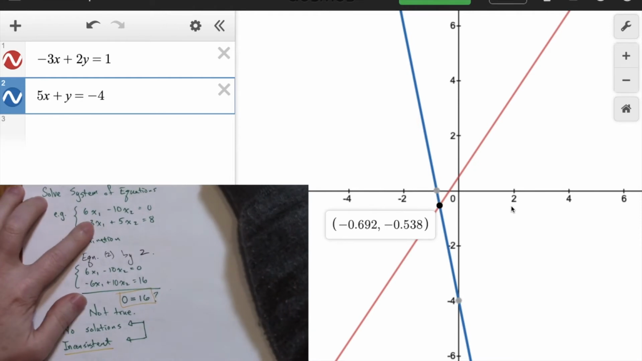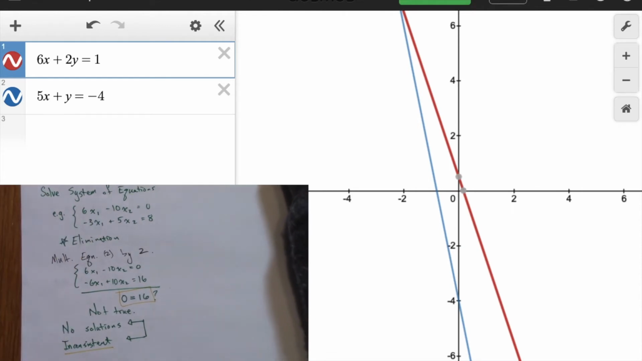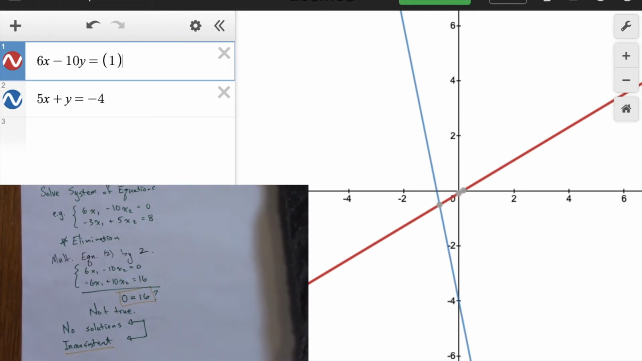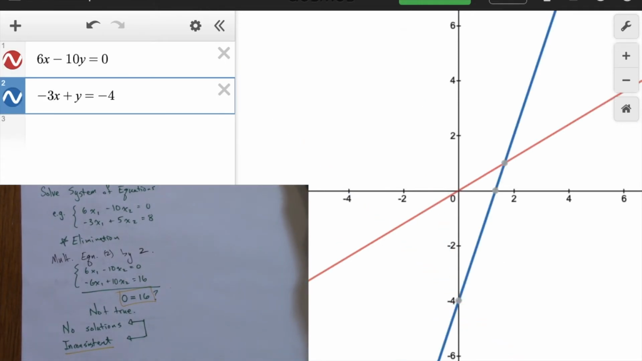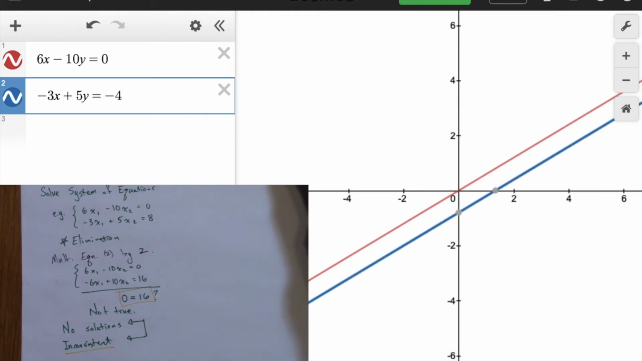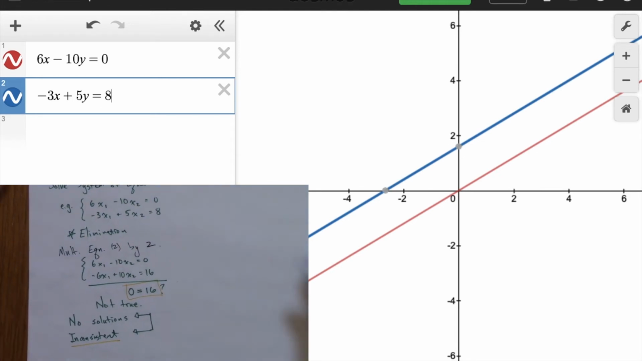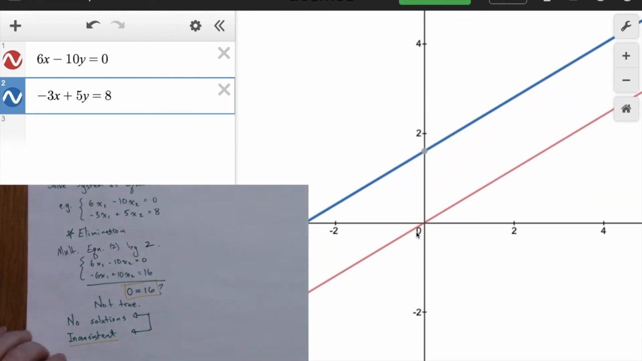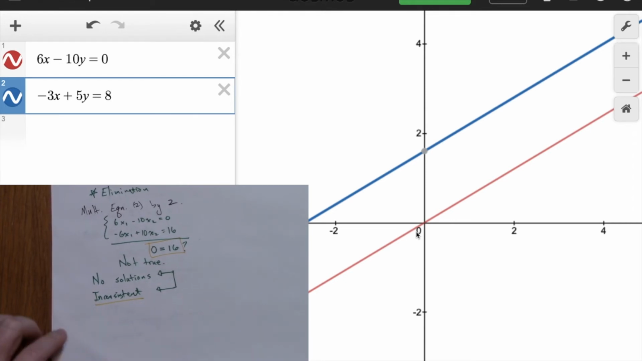In this case, this is an example where we get 6x minus 10y equaling 0, and where negative 3x plus 5y equals 8. And in this particular case, as I search for the intersection between these two lines, these are in fact parallel lines which never intersect. And that corresponds with what it means to have an inconsistent system of equations. It means that the lines corresponding to each equation never intersect.